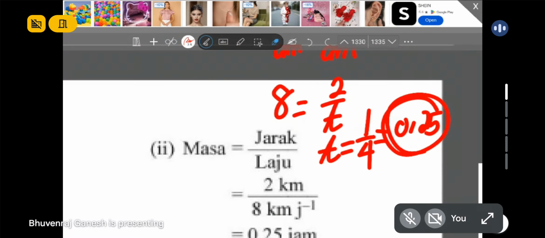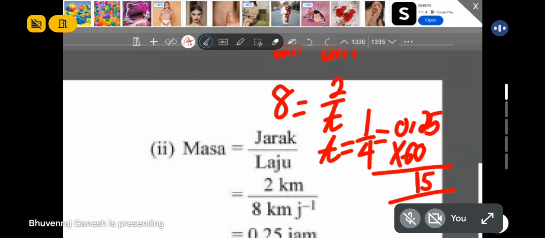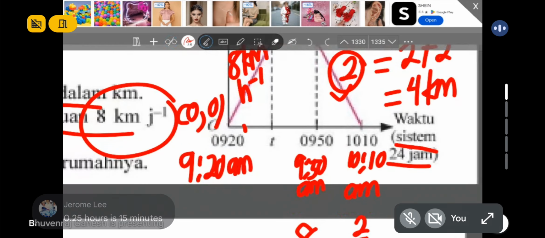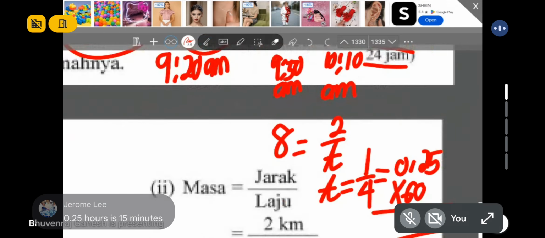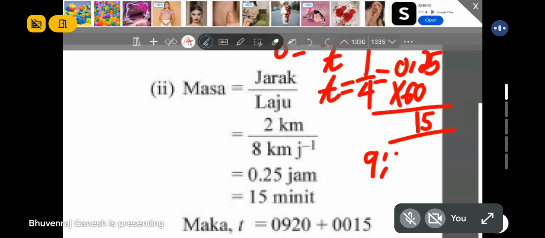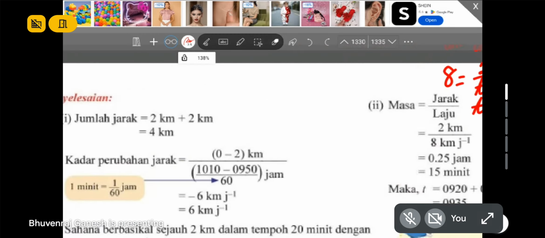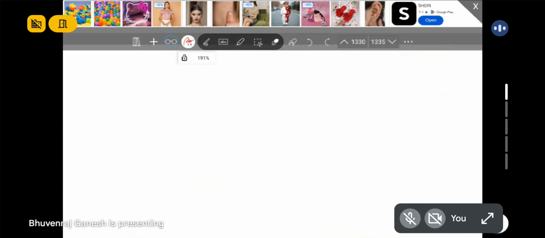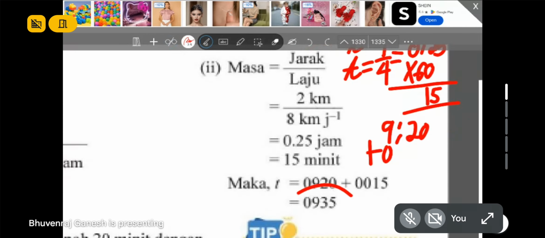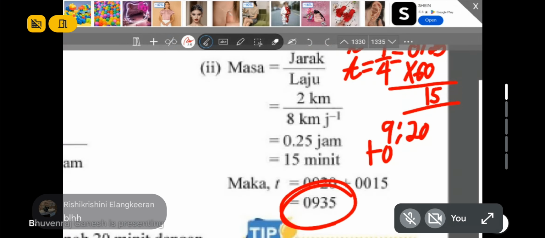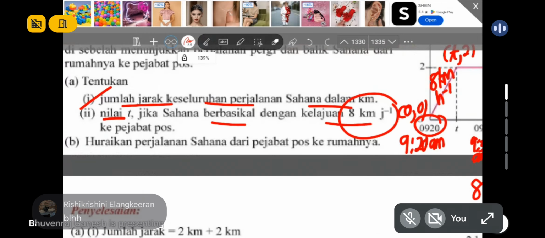It should be 35, Akiva Mochi. This one times 60. Okay, so you get 15. So 9 plus 15. Okay, 920 plus 15. Okay, so 920 plus 15, you will get the answer. Okay, this one, 935. Okay, understand? So this is how you answer part 2. Boleh faham guys konsep dia? Are you clear?